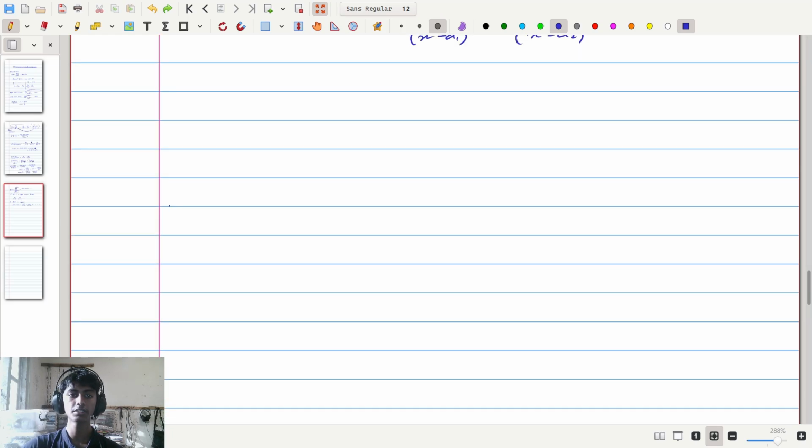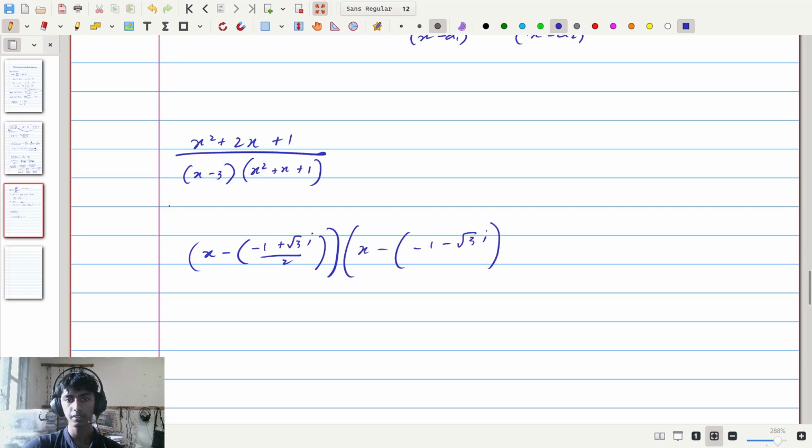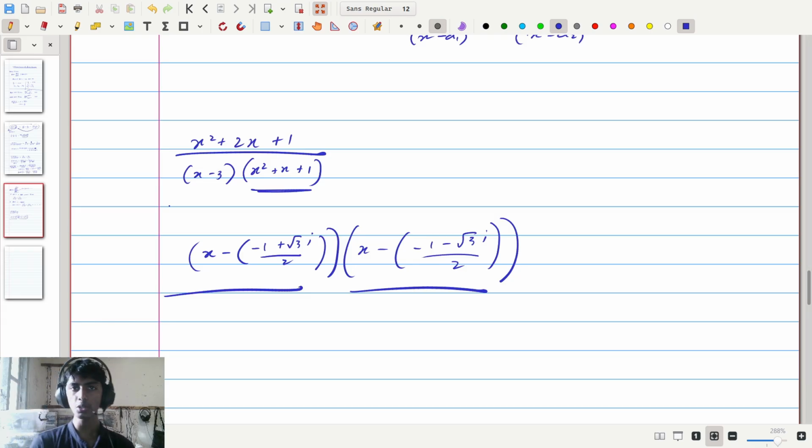If I have, let's say, (x squared + 2x + 1) divided by (x minus 3) times (x squared plus x plus 1). In this case, x squared plus x plus 1 does have simpler factors. It has the factors, if you recall, of x minus (negative 1 plus root 3i) divided by 2 times x minus (negative 1 minus root 3i) divided by 2. These two are factors that we can factorize out from this x squared plus x plus 1. It is possible to do.